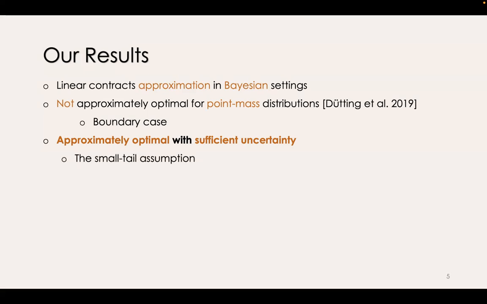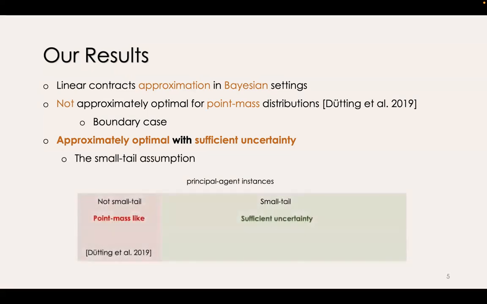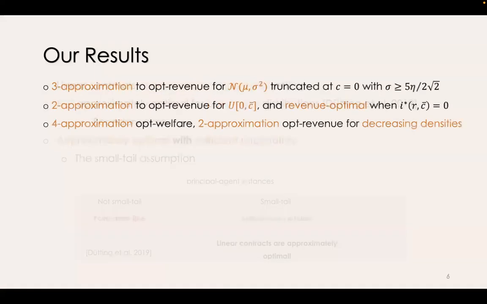So we give this condition, the small tail assumption. This is a condition on the principal-agent instance, which basically separates settings with low uncertainty, point mass-like settings, from settings with sufficient uncertainty. And as a main result, we show that under this condition, linear contracts give a constant factor approximation to the optimal contracts. And without getting into too much detail, this allows us to achieve the following result for special distributions such as normal, uniform, and distributions with non-decreasing densities such as exponential distribution.